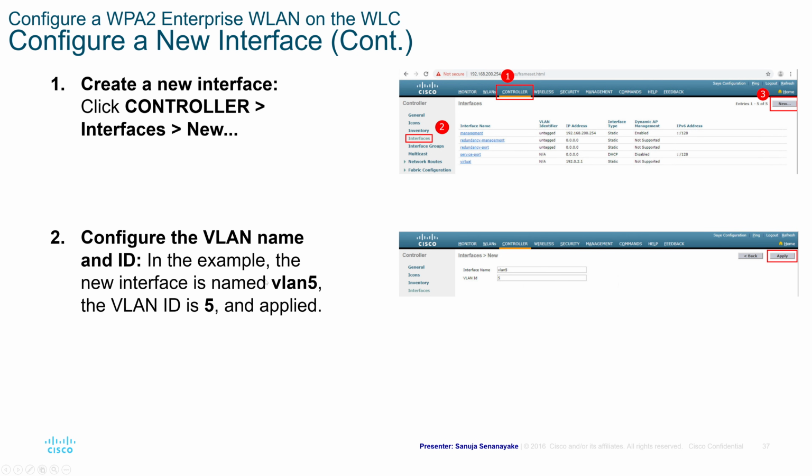In this example, we are using the interface name WLAN 5 and WLAN ID 5. Again, you can name the interface whatever you like, but typically as network administrators and system administrators, we usually associate the interface name with the WLAN ID. So in this case, we are using WLAN ID number 5, so we are naming the interface WLAN 5 so that it is easier for us to identify, or easier for the next person who comes and checks this, to identify it.